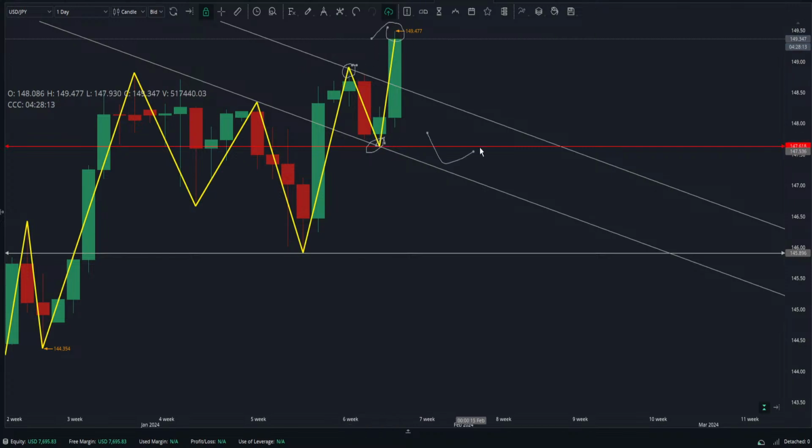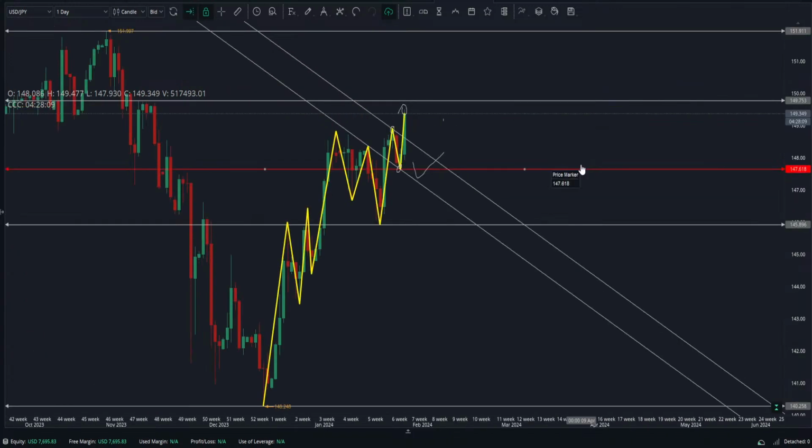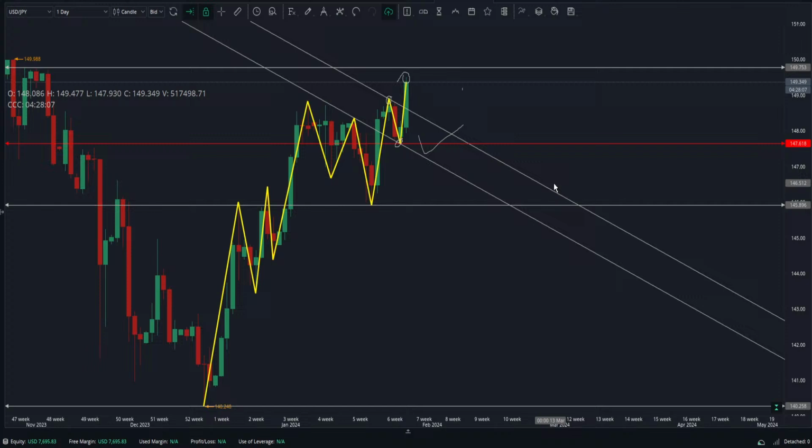So this is a valid low, right? Till the time this low is holding, we are buyers. As soon as it breaks to the downside, we become sellers. All right. So keep that in mind. Now support is 147.61 and the resistance is 149.75.